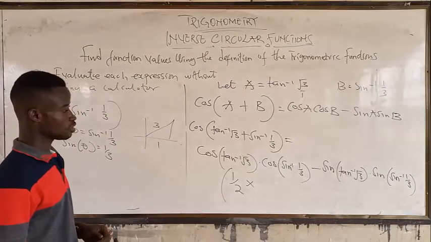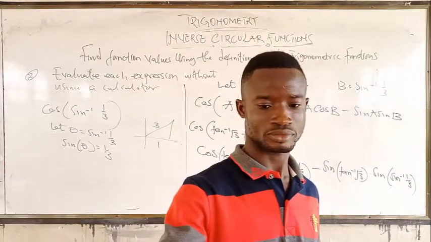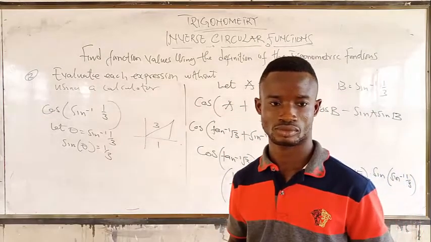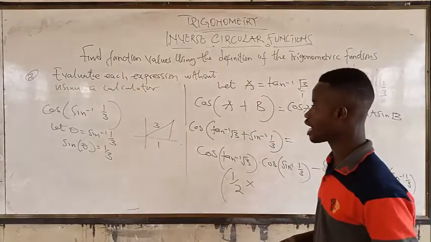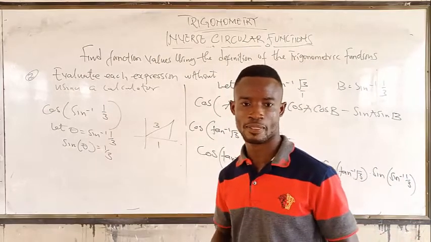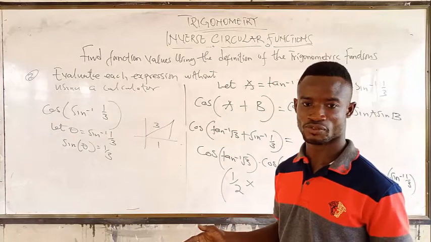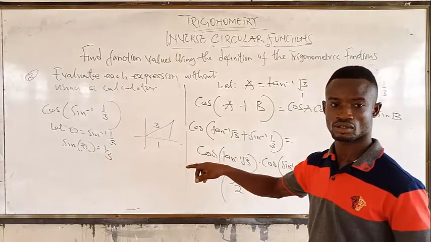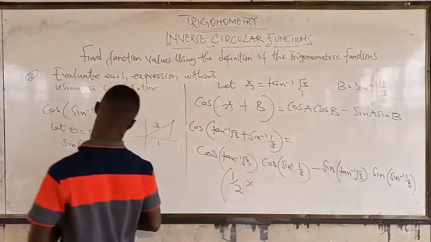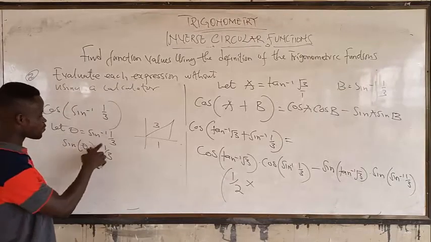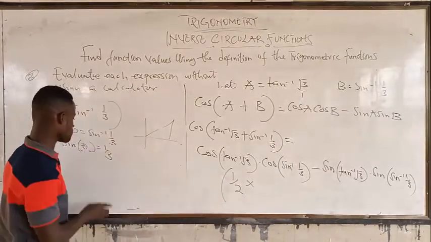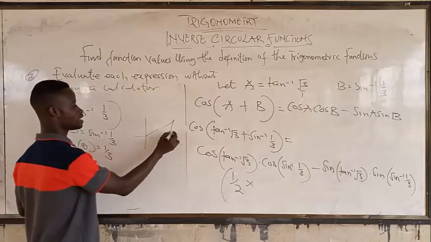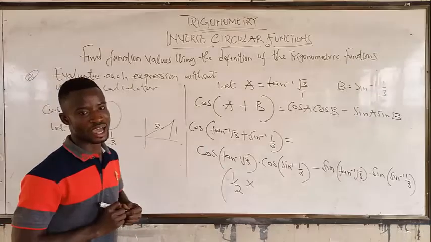Let me check, I made a mistake somewhere. Okay, so here is where the mistake is coming from. Sine is y over r, not S over R. That is opposite over the hypotenuse. So y here will be 1 and the r here will be 3. Very good.